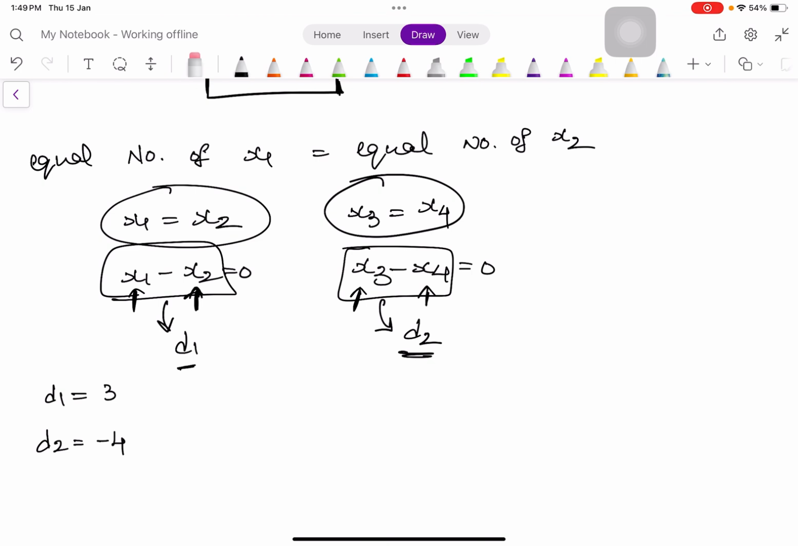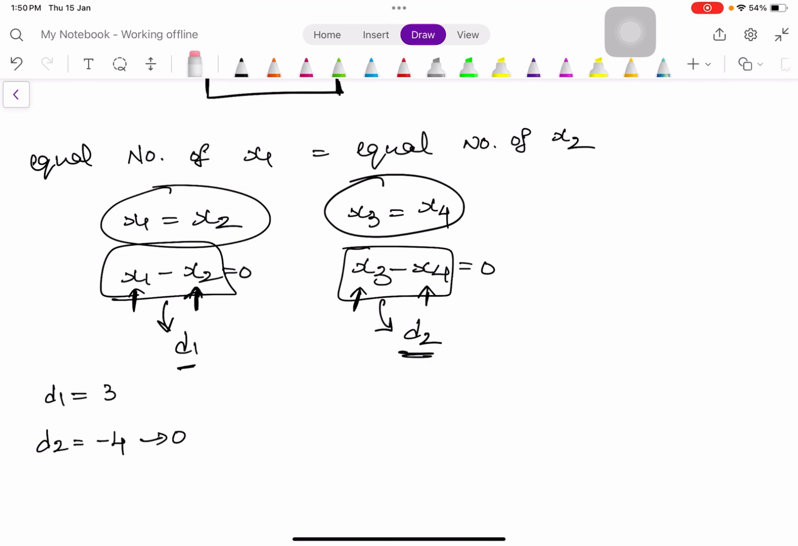Okay, now if this is the case, then we need to figure out in how many minimum steps can these two become 0. In order to do that, we want d1 to become 0, we also want d2 to become 0, right? Both of them should become 0.